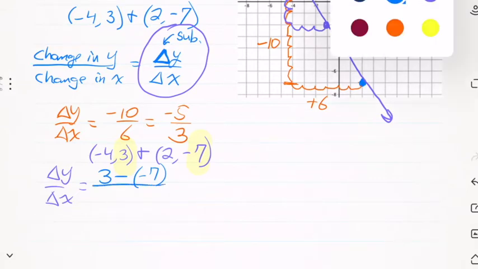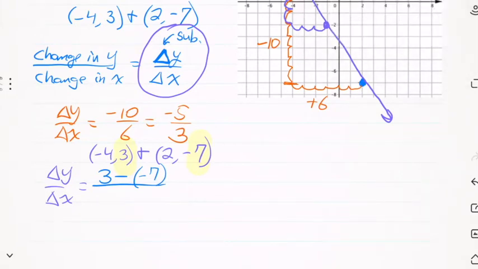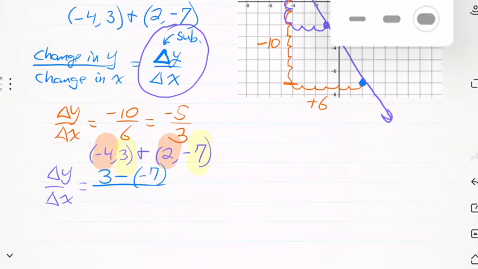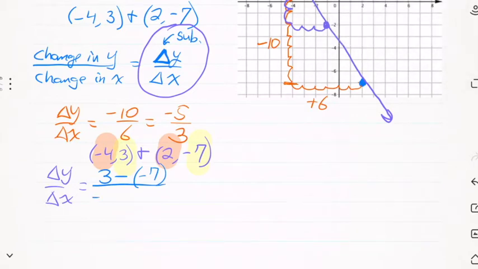Over, and then I'm going to subtract the x's, change in x, which are the negative 4 and the 2, and I have to keep the order the same. Because I went 3 and negative 7, I'm going to have to go negative 4 and 2. So I'm going to go negative 4 minus, and notice I'm using parentheses also on that second number. Kind of important when we're dealing with negatives. Later, most of our problems are all positive values, so it'll be nice. So 3 minus a negative 7 is the same thing as 3 plus 7.